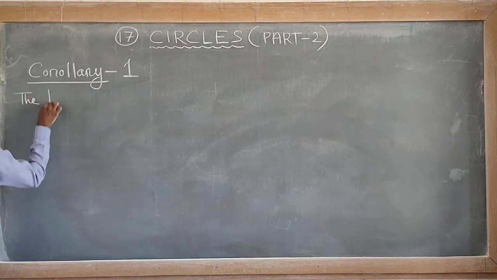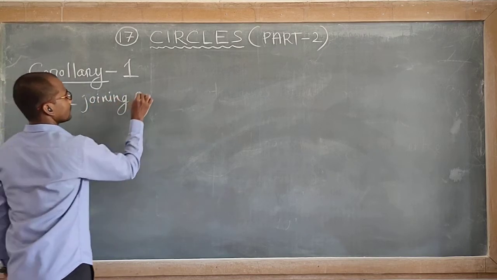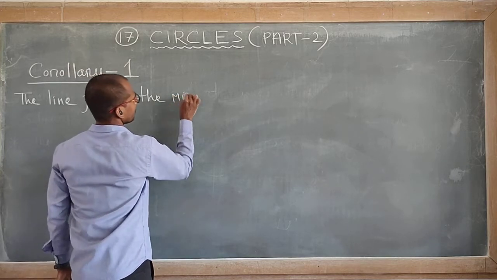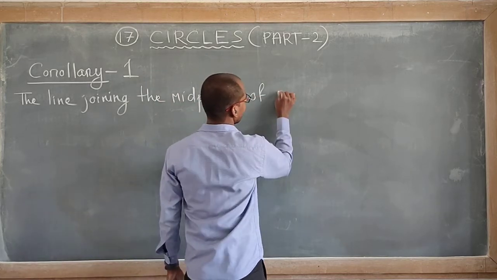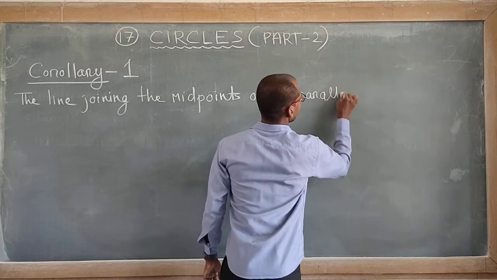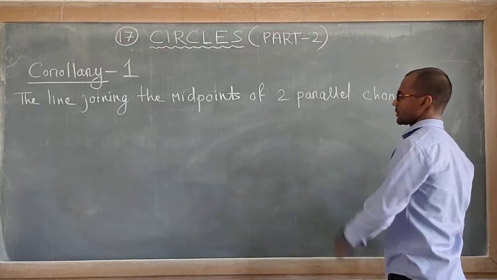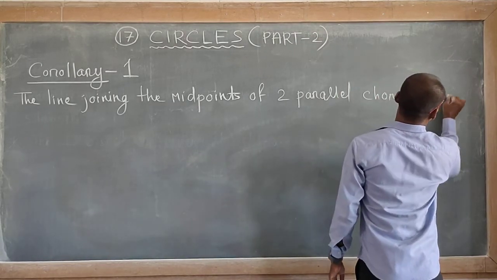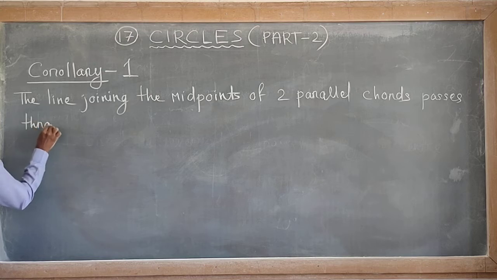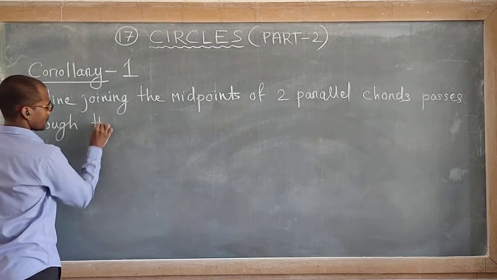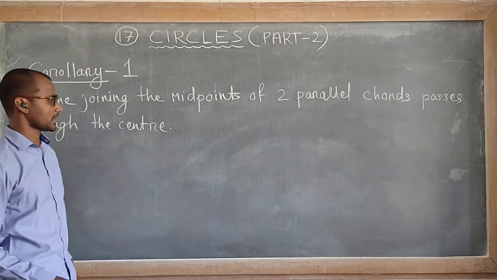The line joining the midpoints of two parallel chords passes through the center of the circle. Okay, remember this.